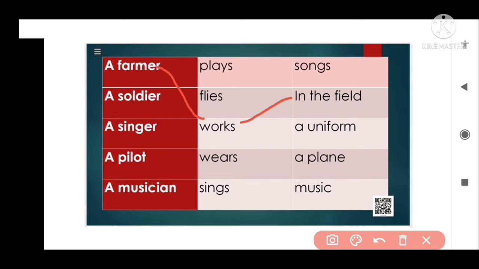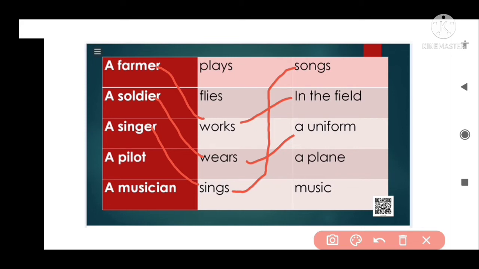Yes. Now move further, dear learners. A soldier. What does a soldier do? A soldier wears. What does a soldier wear? Uniform. A soldier wears a uniform. A singer. What does a singer do? Yes, a singer sings. What does a singer sing? Songs. Yes, we will match it with songs.